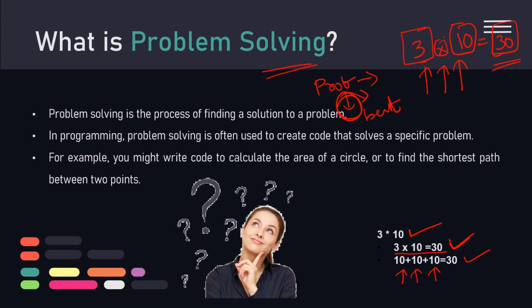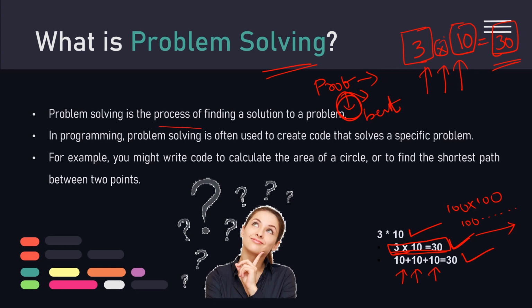Like here there are 2 solutions. If in case he asks 100 into 100, what do I need to do? I need to add 100 times, right? It's very big. So I will choose this one. It's very simple. 3 into 10 equal to 30. It's simple, right? I choose this solution. This process is done in problem solving.